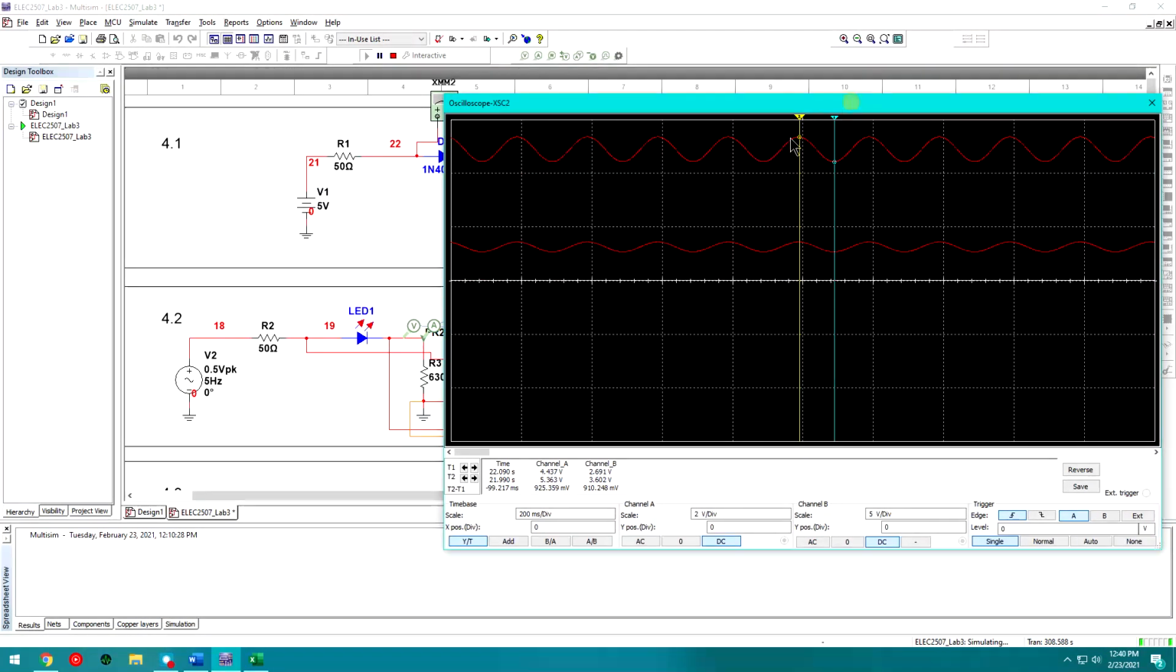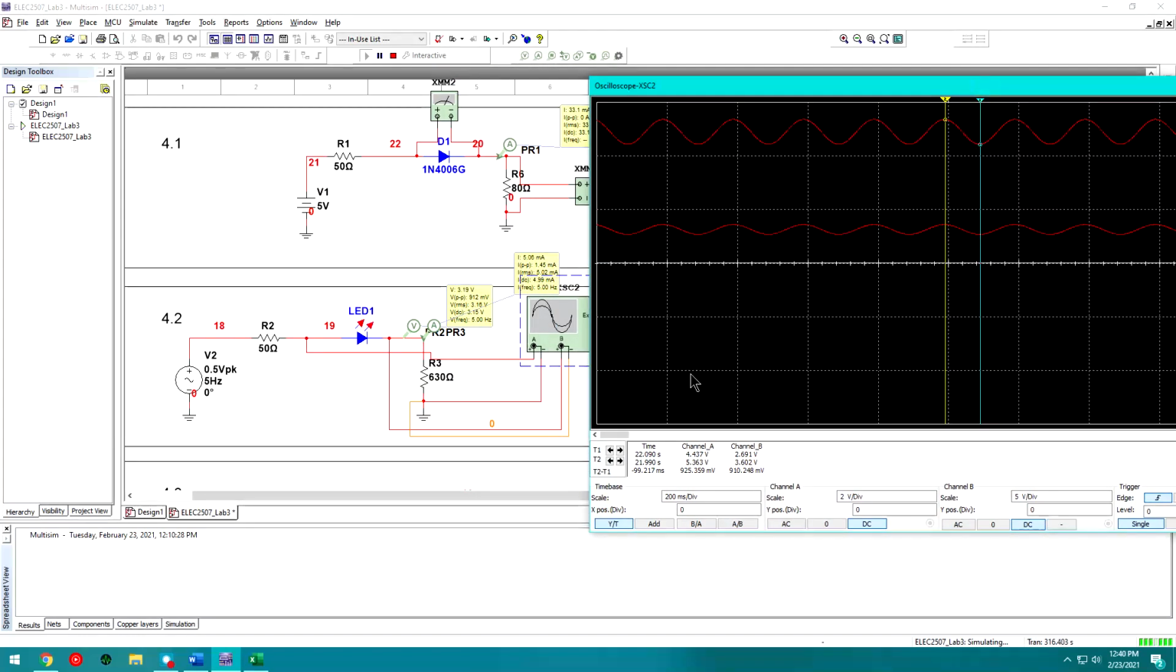What we're going to do is get a single waveform, and we're going to take one marker and put it at the peak, the other at the minimum, and that should line up with the peaks and minimums of the bottom wave as well. And then you can actually get the difference between channel A and channel B, okay? And that will be the drop across the diode.